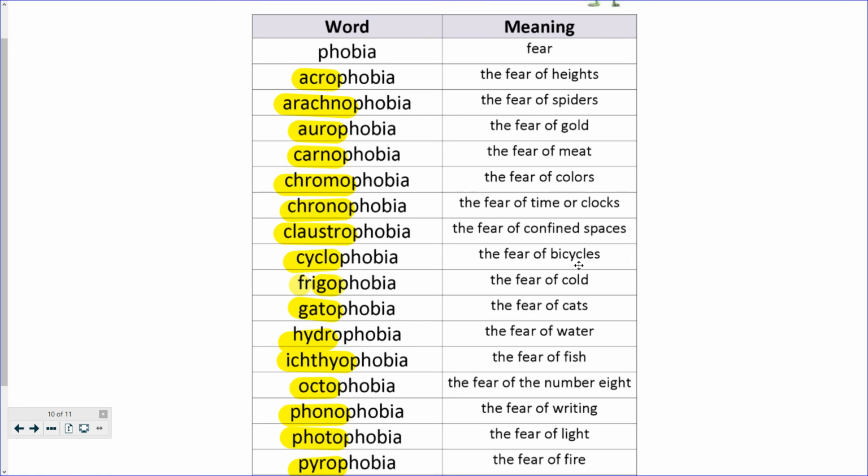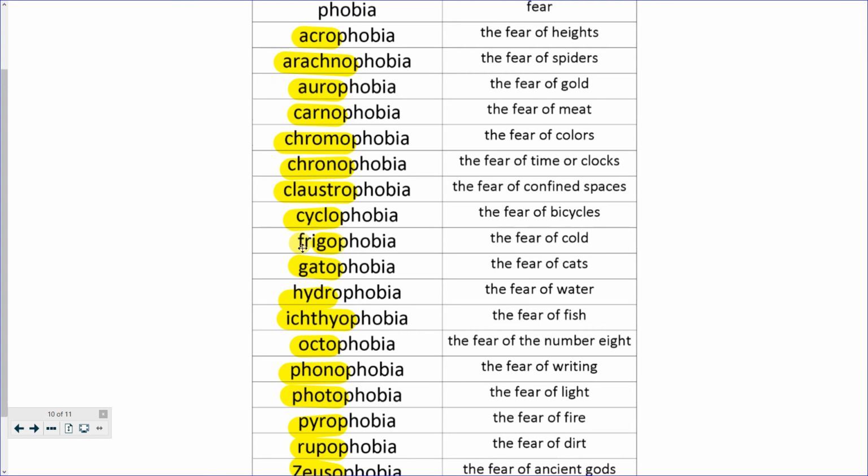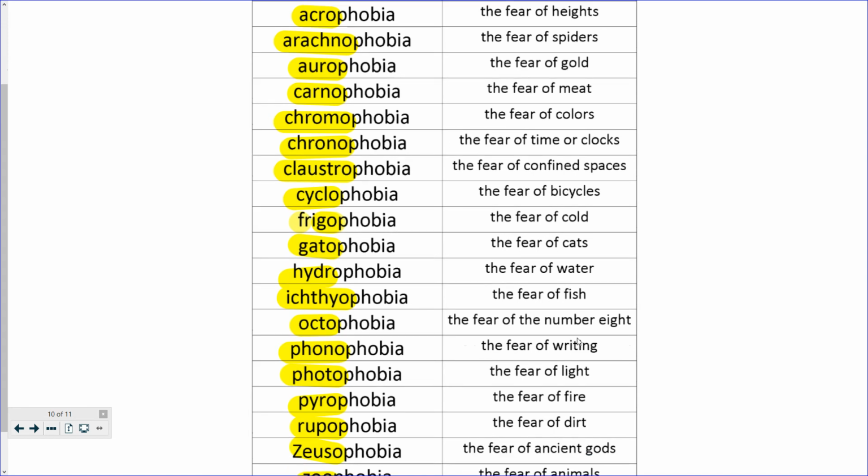Cyclo, which is bikes. Frigo, like your refrigerator, fear of cold. Gatto, which means cat, so a great fear of cats. Hydro, fear of water. Ichthyophobia, this is the Latin name for fish. Octo, we already know that one from studying the months. Oct means 8, so a great fear of the number 8.